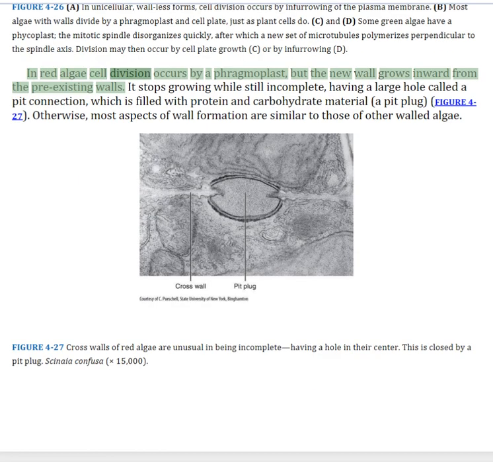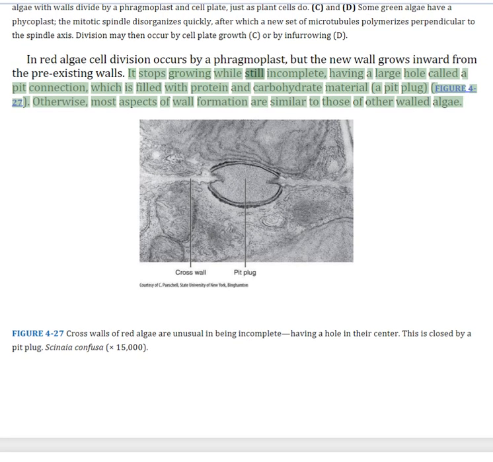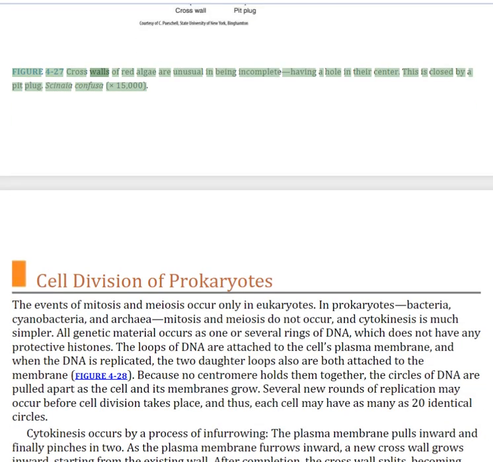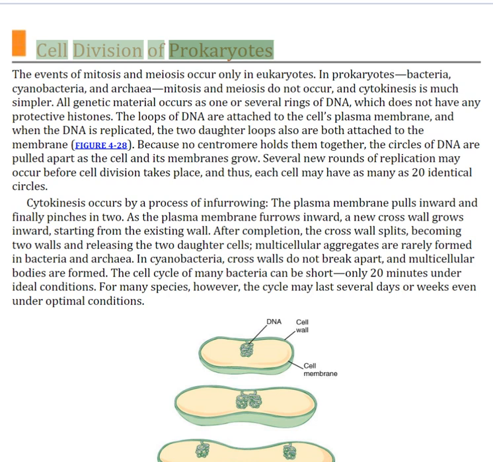In red algae, cell division occurs by a phragmoplast, but the new wall grows inward from the pre-existing walls. It stops growing while still incomplete, having a large hole called a pit connection, which is filled with protein and carbohydrate material. Otherwise, most aspects of wall formation are similar to those of other walled algae. Figure 4.27: Cross walls of red algae are unusual in being incomplete, having a hole in their center. This is closed by a pit plug. Cell division of prokaryotes.